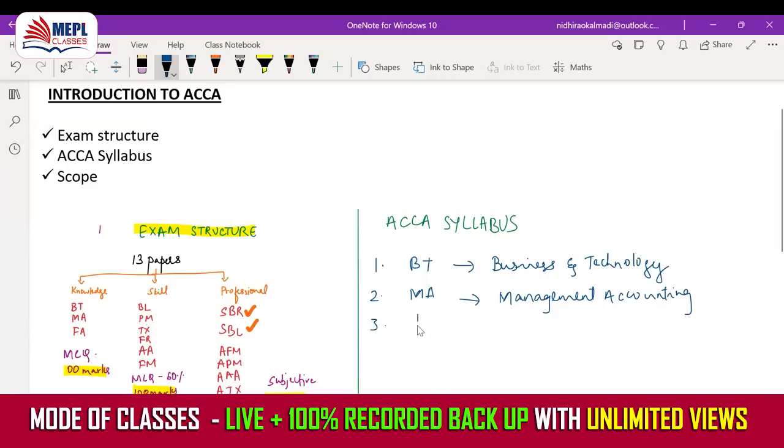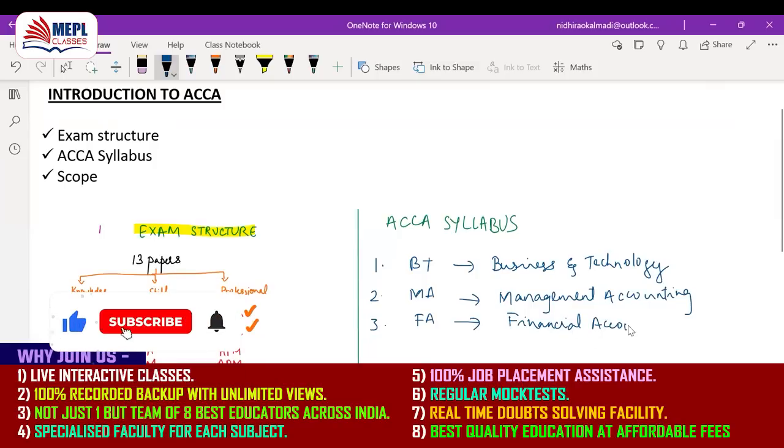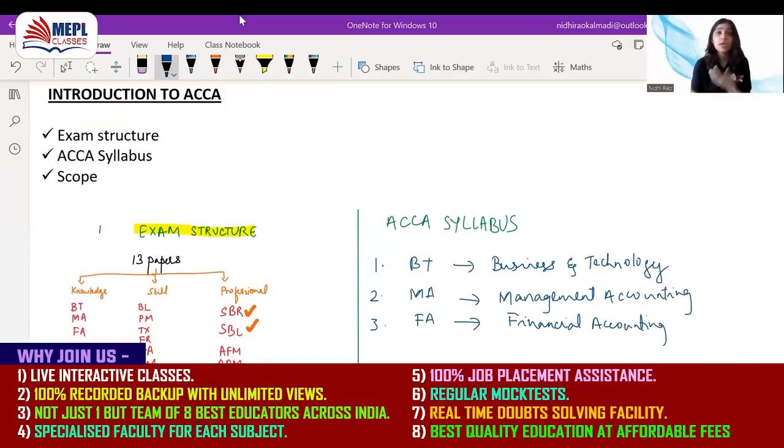And then we have FA, which is financial accounting. Financial accounting touches upon your basics, which you have studied in your 11th and 12th standard. That is how to pass journal entries, your ledger accounts, your preparation of balance sheet, P&L account. It focuses on all those topics.